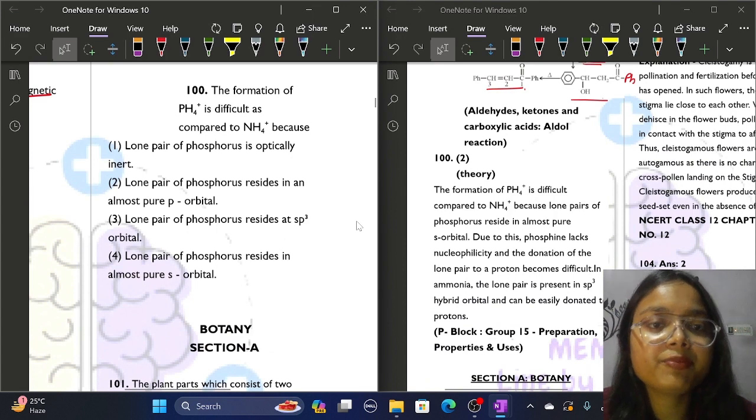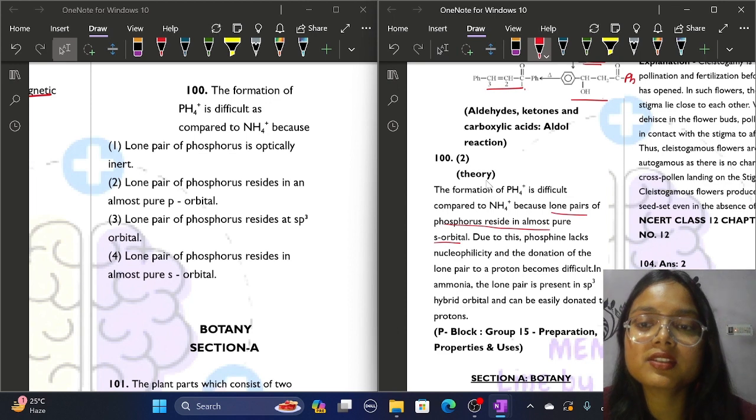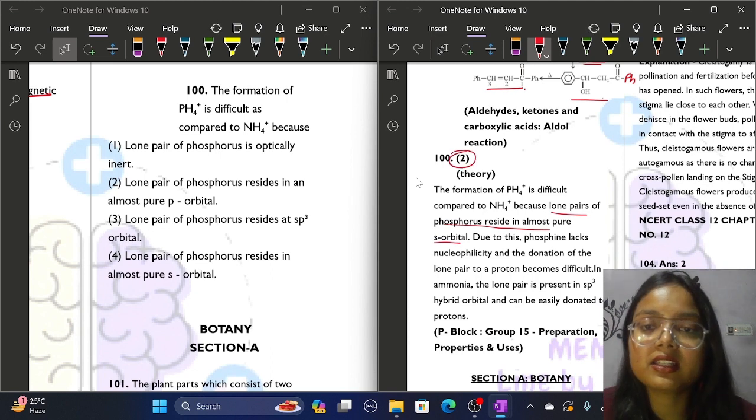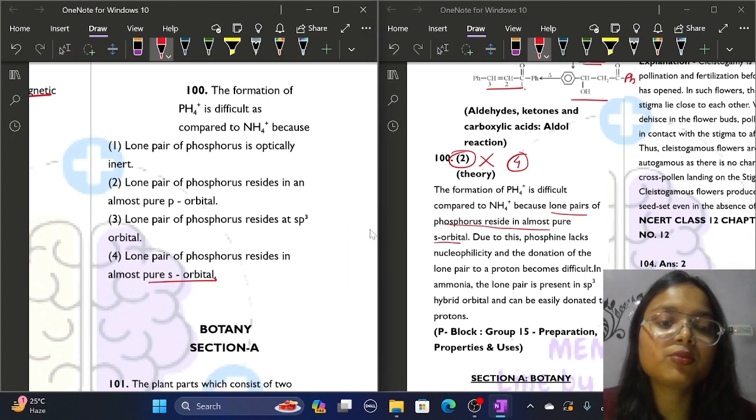The formation of PH4+ is difficult as compared to NH4+ because, okay, the formation is difficult because the lone pair of phosphorus resides in almost pure s orbital. So here it is one mistake, that the answer given here is 2. So 2 is not the correct option. Option 4 will be the correct option, as the lone pair of phosphorus resides in almost pure p orbital. So this is the correct option.